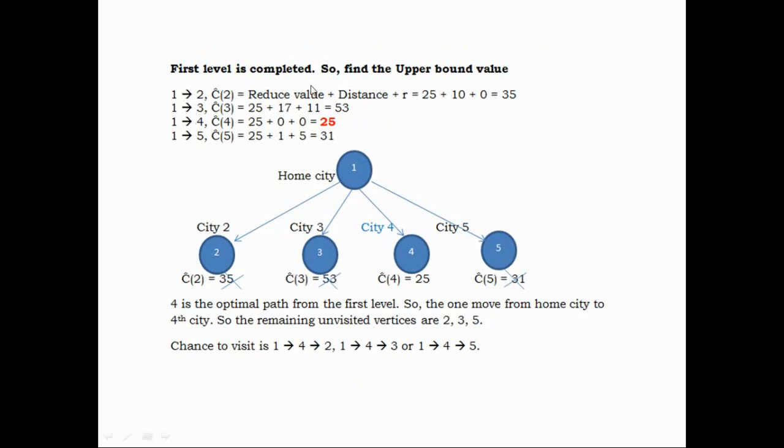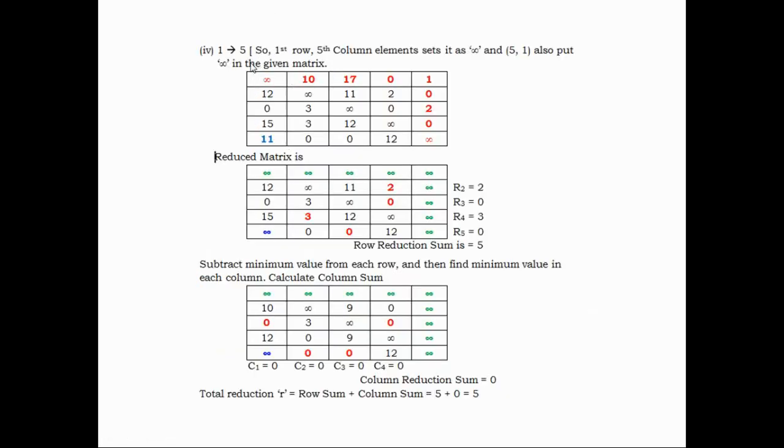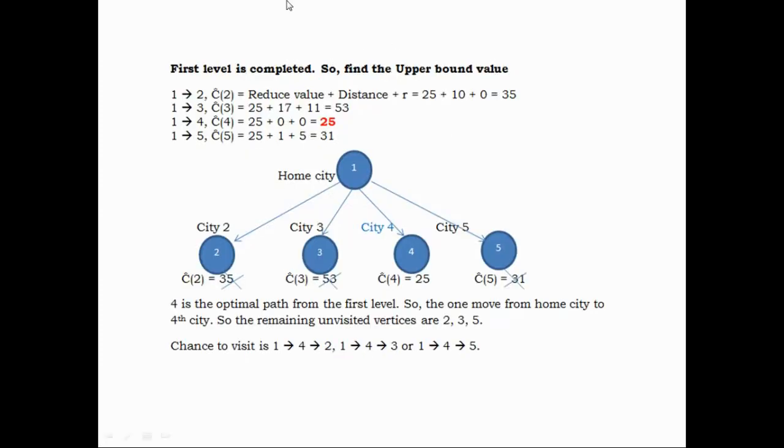Now the first level is completed. So find the upper bound value, that is for 1 to 2. At node 2, C cap of node 2 equals reduced value plus distance plus R. That is 25 plus 10 plus 0, which equals 35. Here the distances 10, 17, 0, 1 are calculated from this matrix. And from home city 1 to city 2, C cap of 2 equals 35.